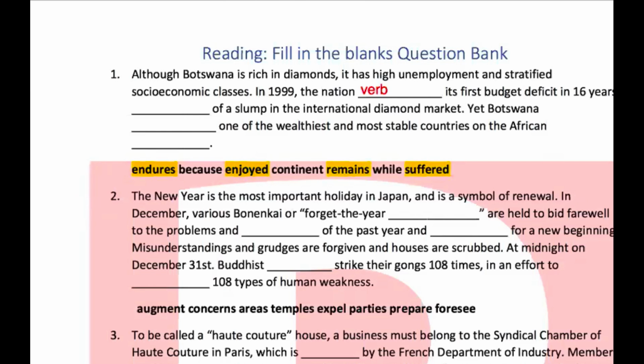Now, let's go here and read this sentence. In 1999, the nation, blank, its first budget deficit, which means loss. Now, when there is loss, you are not going to enjoy it. You're going to suffer. So what I did here was I looked at the context and tried to figure out whether it is a negative context or positive. Since it's a negative context, so negative word. That's how I figured out that's the answer.